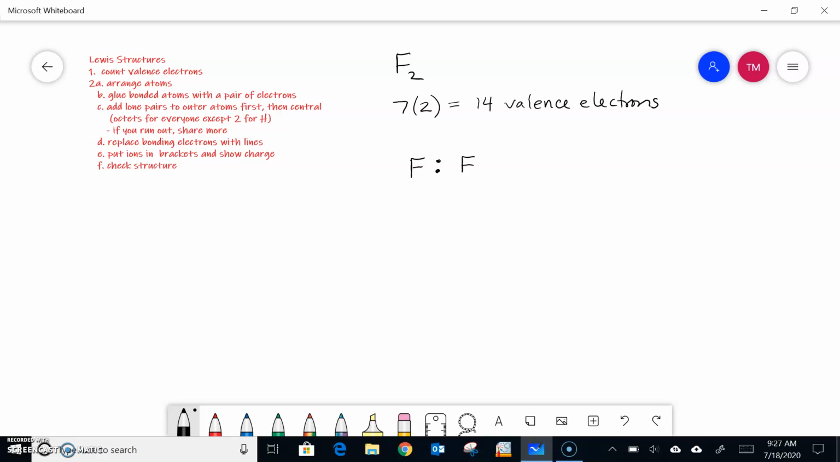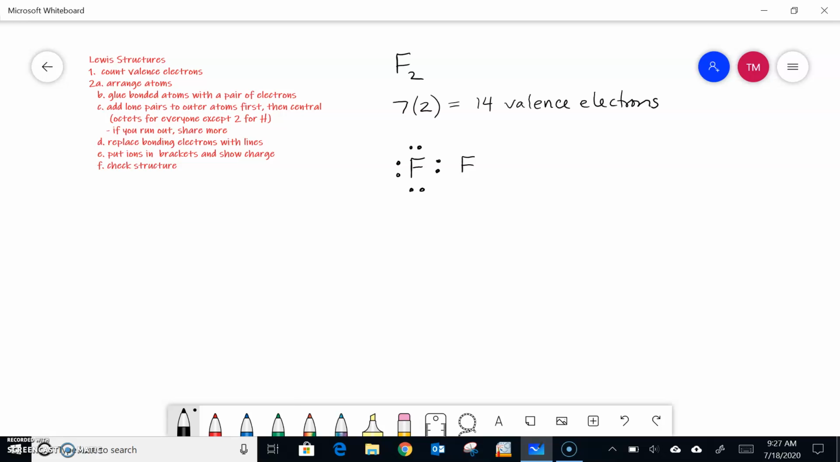In step 2c, we're going to continue adding dots or electrons to the page, starting by putting lone pairs on the outer atoms first. So with fluorine, there's not really a central atom or outer atom. It doesn't matter. I'm going to go ahead and start putting lone pairs on the fluorines.